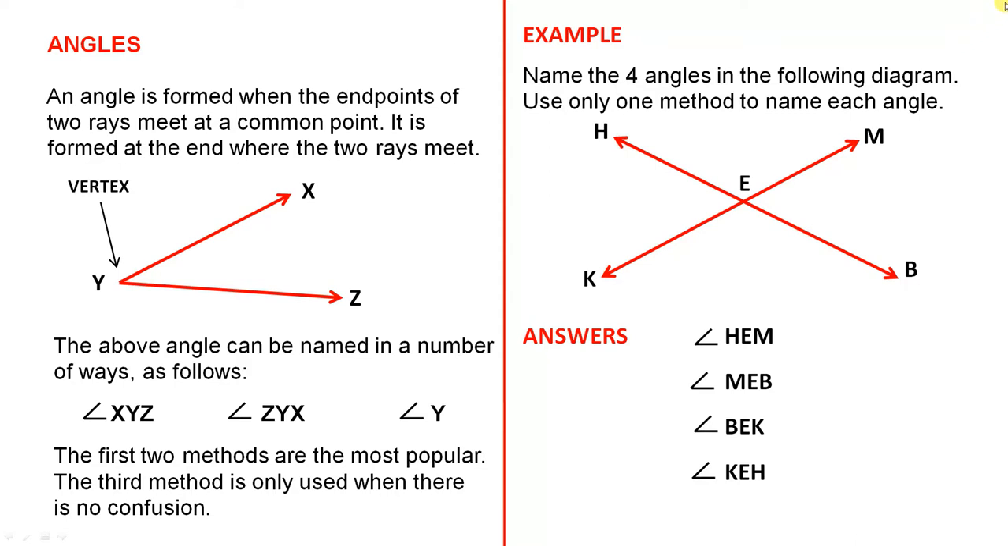Name the four angles in the following diagram. Use only one method to name each angle. Okay, so here we have angle HEM. That's the first one. The second one is angle MEB. The third one is angle BEK. And the last one is angle KEH. There's no confusion when you use this method.